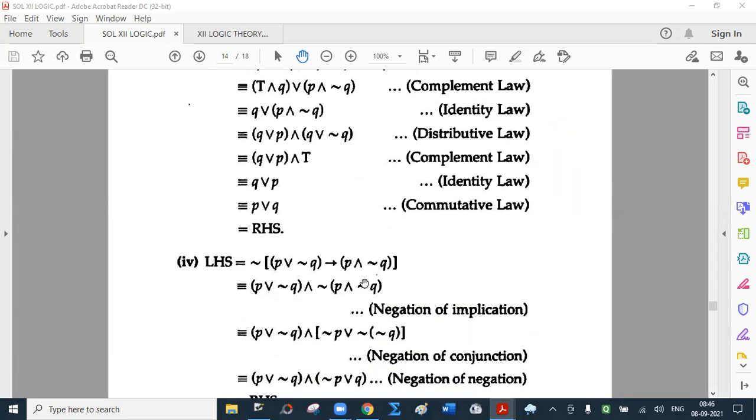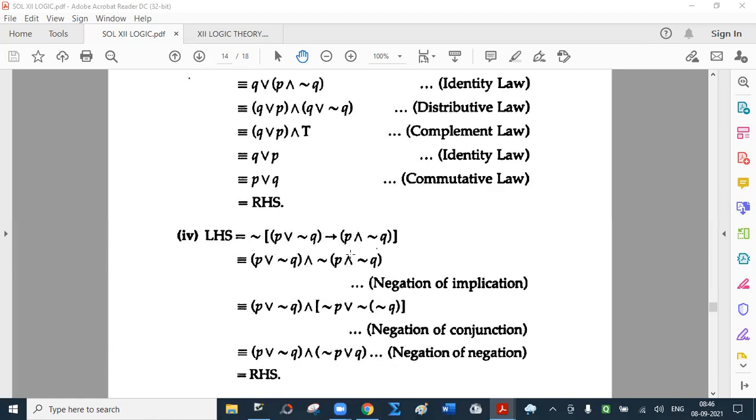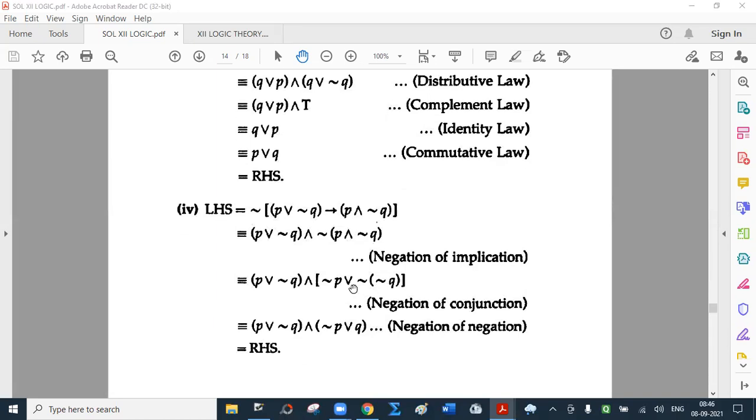Just a minute. I'll explain the next part also. In the next part, you have to prove that negation of (P or not Q implies P and not Q) is equivalent to (P or not Q) and (not P or Q). This is not difficult. Basically, this is negation of implication. What is not (S implies R)? This is S and not R. Okay. Now, what is negation of conjunction? It is disjunction of negations, right? But what is not not Q? It is Q. That's it.